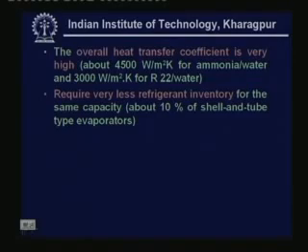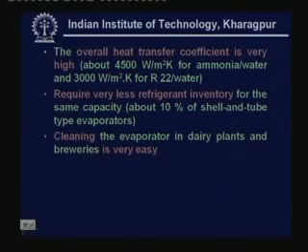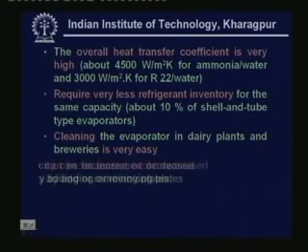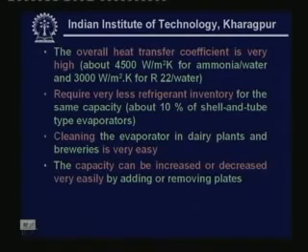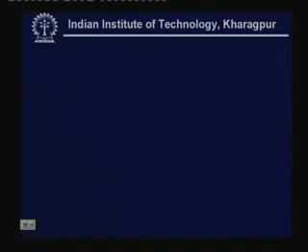For example, it will be about 10% of shell and tube type evaporators for the same capacity. So this is an advantage because it reduces the cost, and if you are using some toxic refrigerant, it is also safer to have less refrigerant. And cleaning the evaporator in dairy plants and breweries is very easy, as I have already explained. The capacity can be increased or decreased very easily by adding or removing plates. This also I have explained.